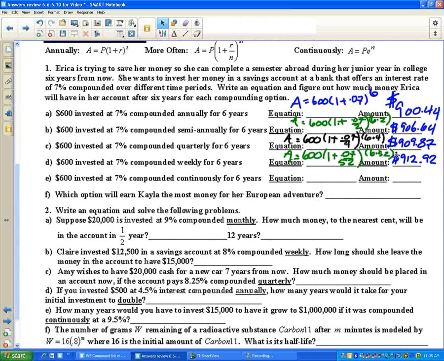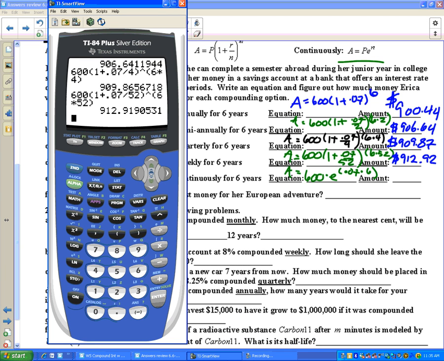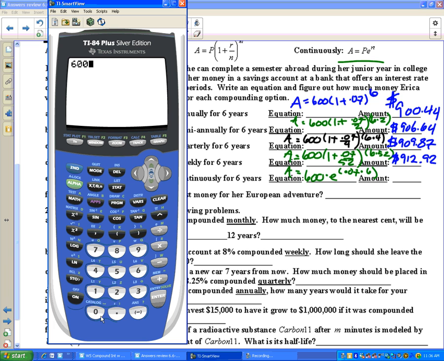All right, and now we want to do continuously. Now I'm going to use my third equation, continuously. A equals Pert. So A equals my original amount times e to the rt power. My rate is 0.07 times 6 years. So now I pull up my calculator. I'm going to go 600 times e, second ln, which is 0.07 times 6 years. I get $913.18.